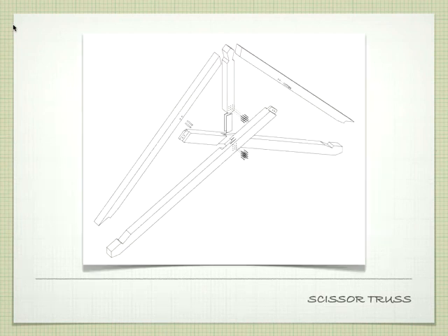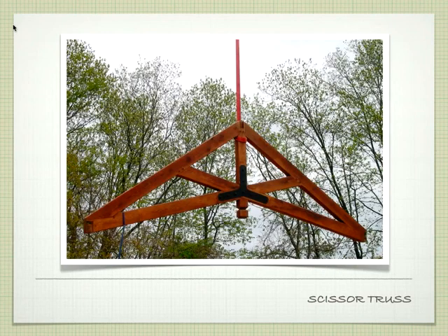Another type of truss here is called a scissor truss. And a scissor truss is like a pair of scissors. So we have these two pieces that slide past one another with a post in the middle. Notice we have our steel plate again here, and we're bolting these pieces all together. We're bolting these two in. And we end up with something like this.